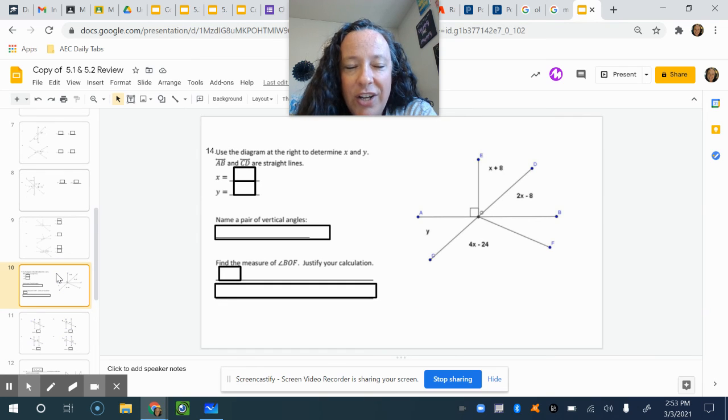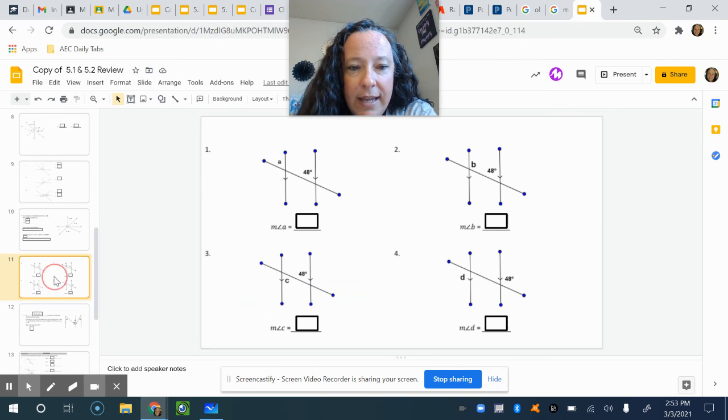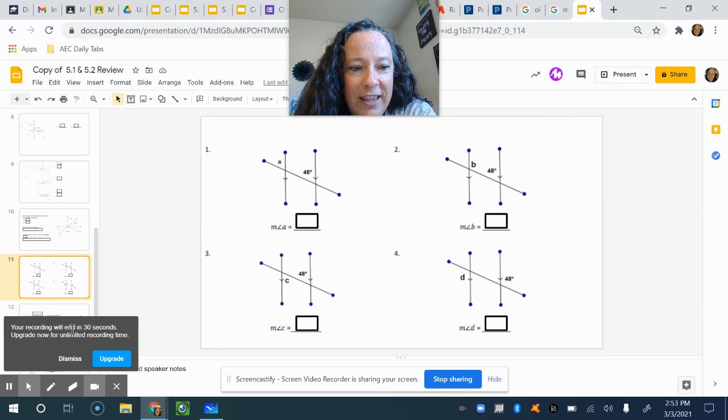So when you make your copy, you may be like, I didn't see what she was talking about. Some more things. Name a pair of vertical angles. You'll just name them for me here. Here's where you find the measure of BOF, and then you justify your calculation. Like, why did that work? What did you do? What rules did you use? Here's some parallel lines. Oh, A is 48. Yeah. These two are supplementary. I think you're going to be good there.